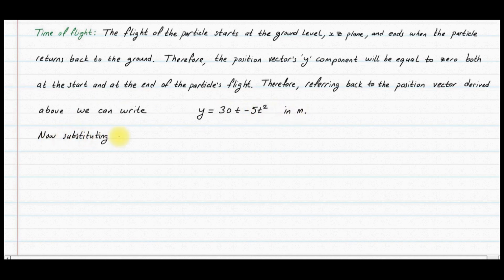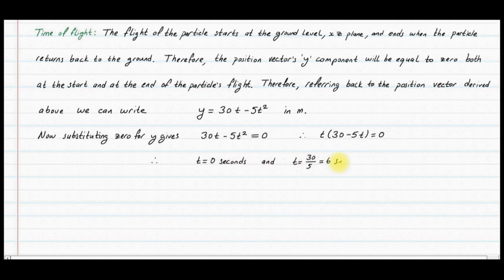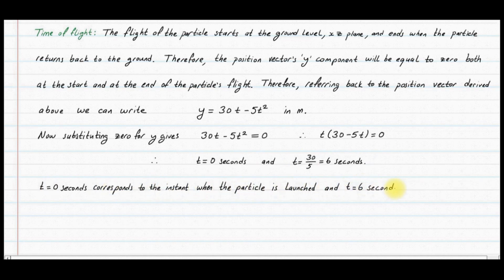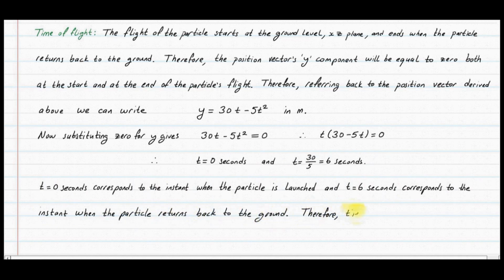Now, substituting 0 for y gives the second order polynomial equation 30t - 5t² = 0, which has the two roots, t = 0 and t = 6. t = 0 seconds corresponds to the instant when the particle is launched, and t = 6 seconds corresponds to the instant when the particle returns back to the ground. Therefore, the time of flight is 6 seconds.